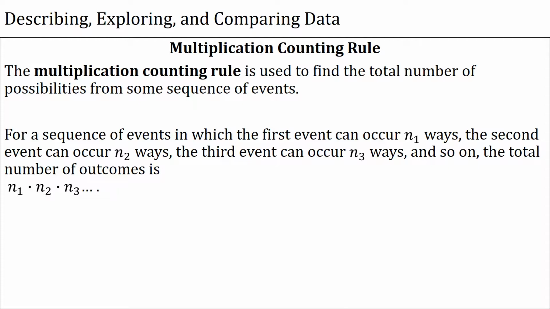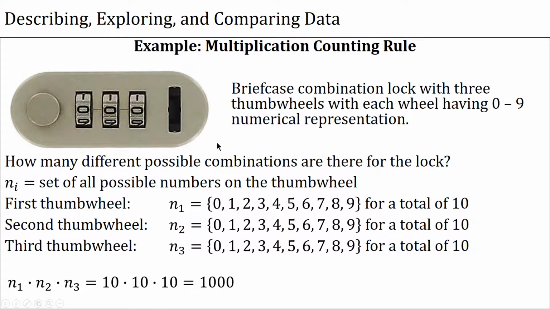So let's look at an actual example. A briefcase lock. The thumb wheels on a briefcase lock, there's three of them, and they number between 0 and 9. So 10 possibilities. And then there's three of them, so I would have N1, N2, and N3. Through here you can see the first thumb wheel we label as N sub 1, and from 0 to 9, so a total of 10. The same applies to the second thumb wheel and the third thumb wheel. They all have a total of 10. And I've just labeled them N sub 1, N sub 2, and then N sub 3.